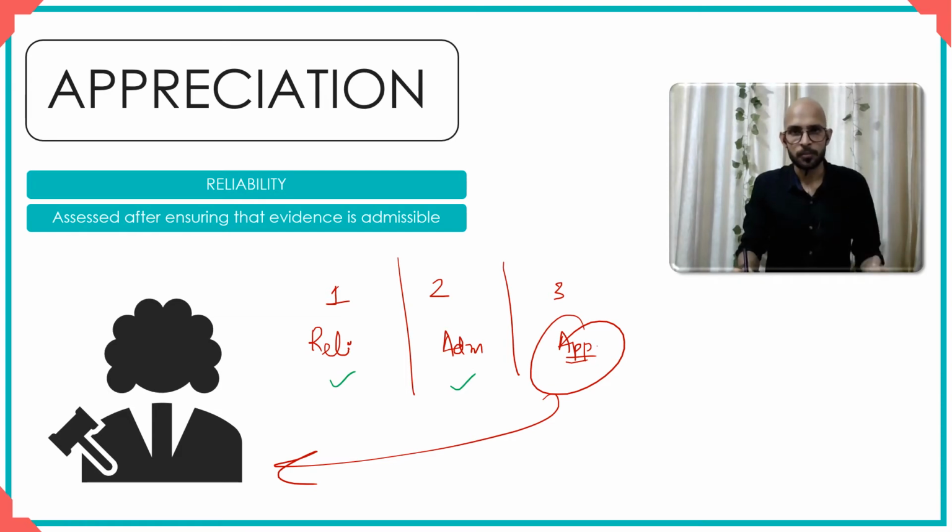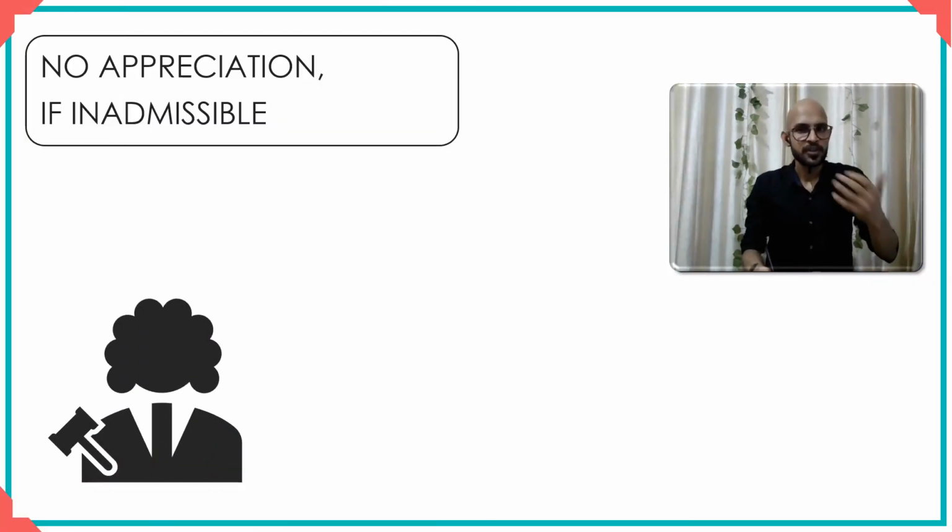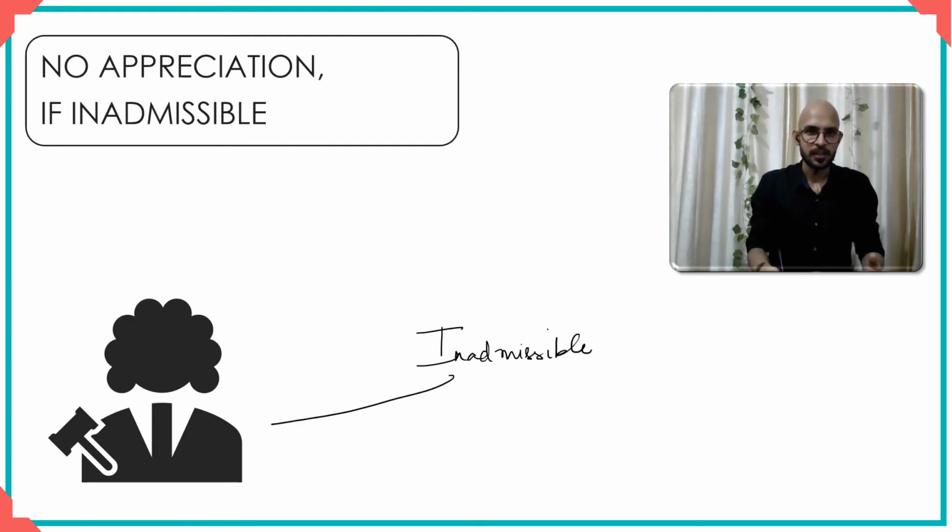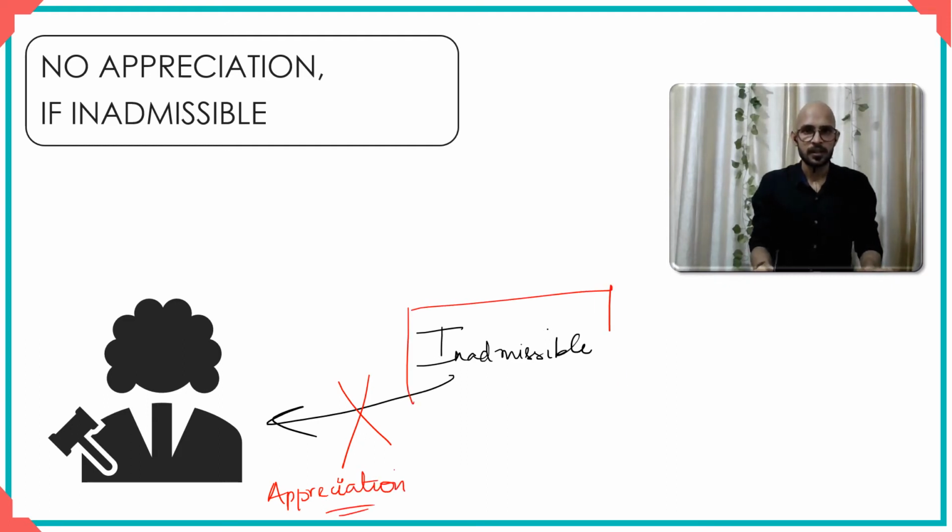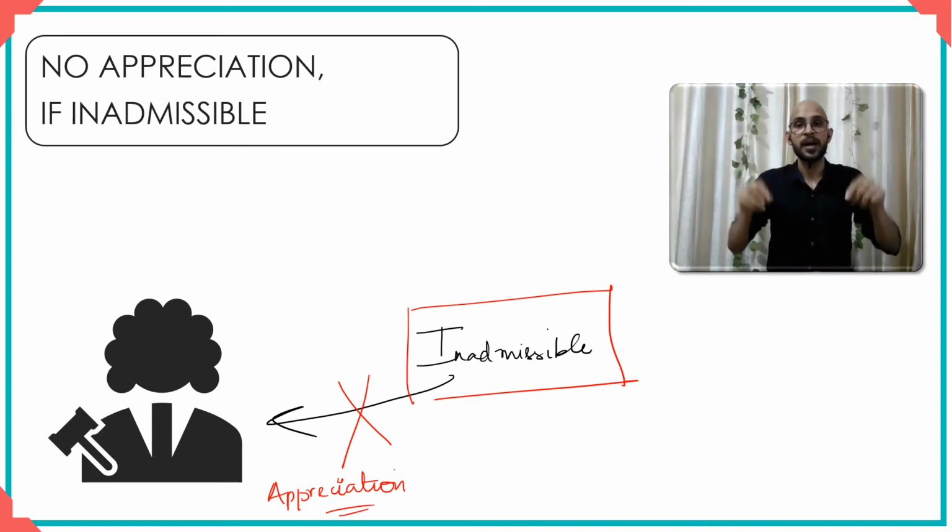Let's look at something more. I will rephrase this concept for you now. You see, if something is inadmissible, what that basically means is that it will not reach the judge. That's what we mean. It will not reach the judge for appreciation. What that means is that if something is inadmissible, the judge does not apply his mind to it. Alright? We've understood this concept.